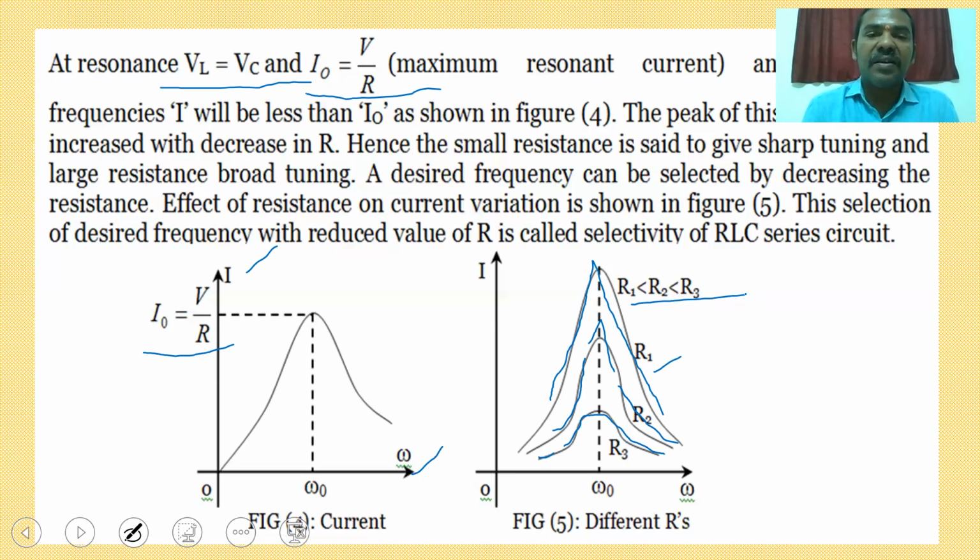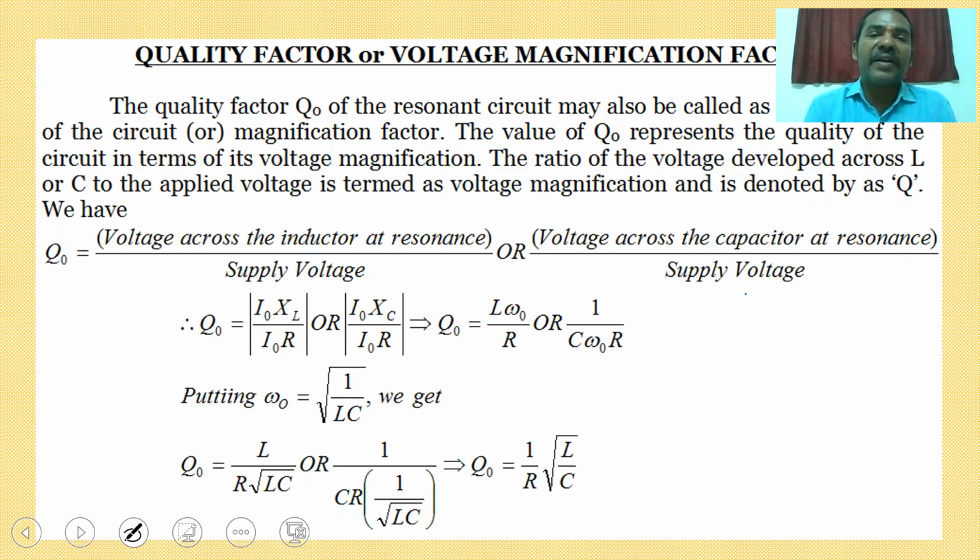Then coming to the most important thing, the quality factor, or in case of an RLC series circuit, you can call it the voltage magnification factor. This factor will magnify the voltage of the RLC voltage drops. The definition of the voltage magnification factor: the quality factor is the ratio of the voltage drop across the capacitor or the inductor to the voltage drop across the resistor. It is denoted by Q0.